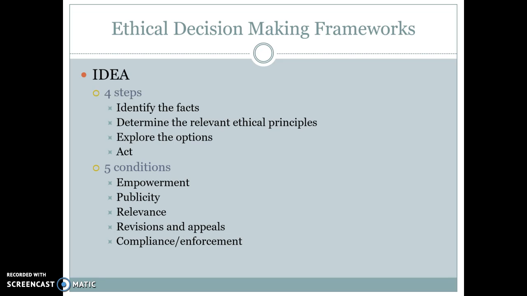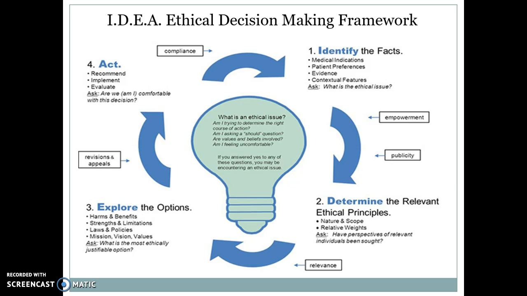So how do we go about that process? Actually, I have the slide here. So you have the framework that I handed out to you yesterday, but also here's an image that outlines this particular framework. And it starts intentionally. The design of this has the light bulb in the middle so that you have the idea: is this actually an ethical issue? And they have provided some guiding questions to make that determination.